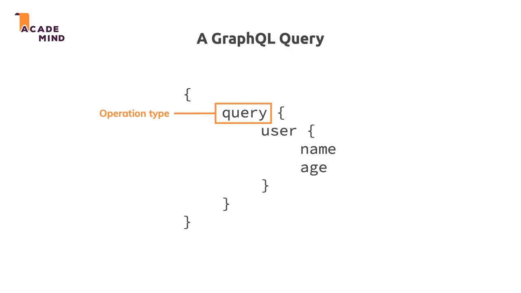We describe the operation we want to perform. Alternatives to query, which we typically use to get data, would be mutation to add or change data, or subscription to set up a live subscription.